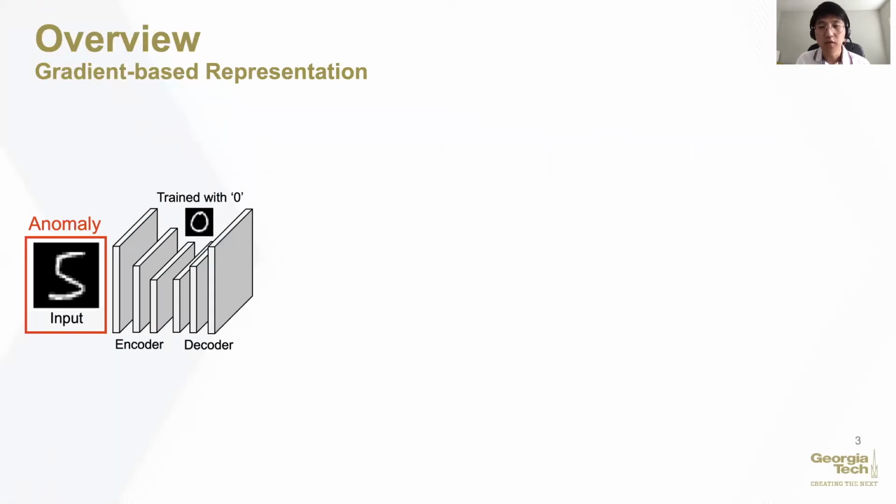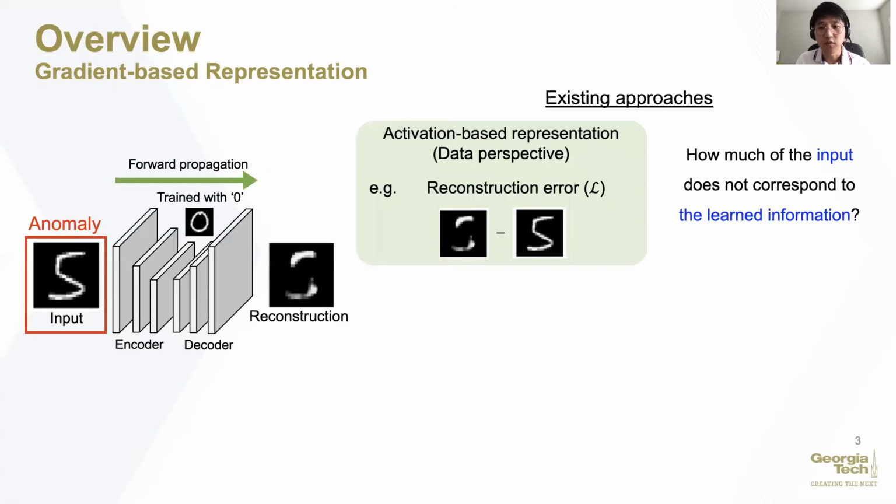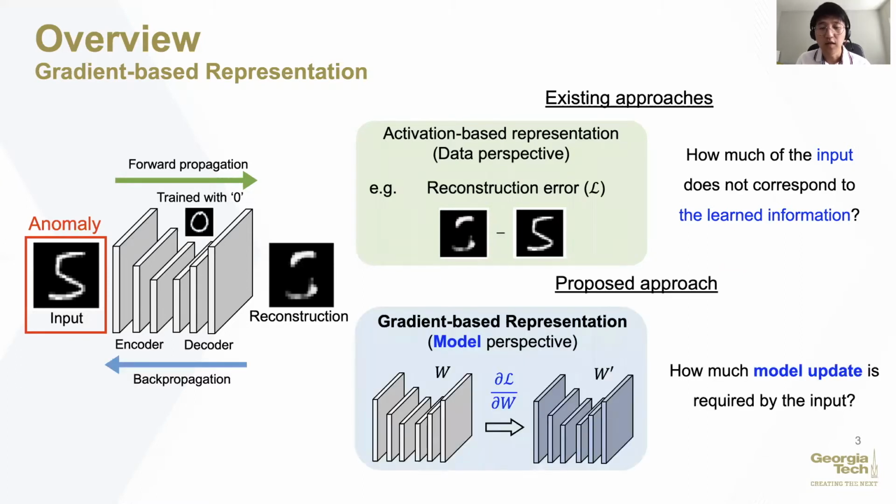Most existing anomaly detection approaches utilize activation-based representations, such as reconstruction error. These activation-based representations are utilized to characterize how much of the input does not correspond to the learned information. On the other hand, in this work, we propose the utilization of backpropagated gradients as representations to capture anomalies. Intuitively, anomalies require more drastic updates on neural networks to fully represent them compared to normal data. Therefore, we use backpropagated gradients to characterize how much model update is required by input to detect anomalies.